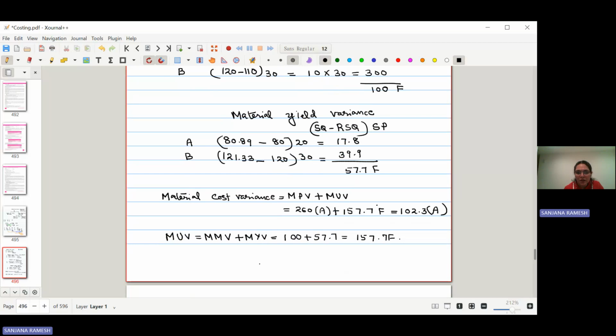Similarly, we have the labor variance also. In your syllabus, you have to learn labor variance also. In the case of labor cost variance, there is the labor rate variance and the labor efficiency variance. Labor rate variance is similar to material price variance, and labor efficiency variance is similar to material usage variance. And then labor efficiency variance is again divided into three classifications: labor idle time variance, labor mix variance, and labor yield variance. So that we can find in the next class.